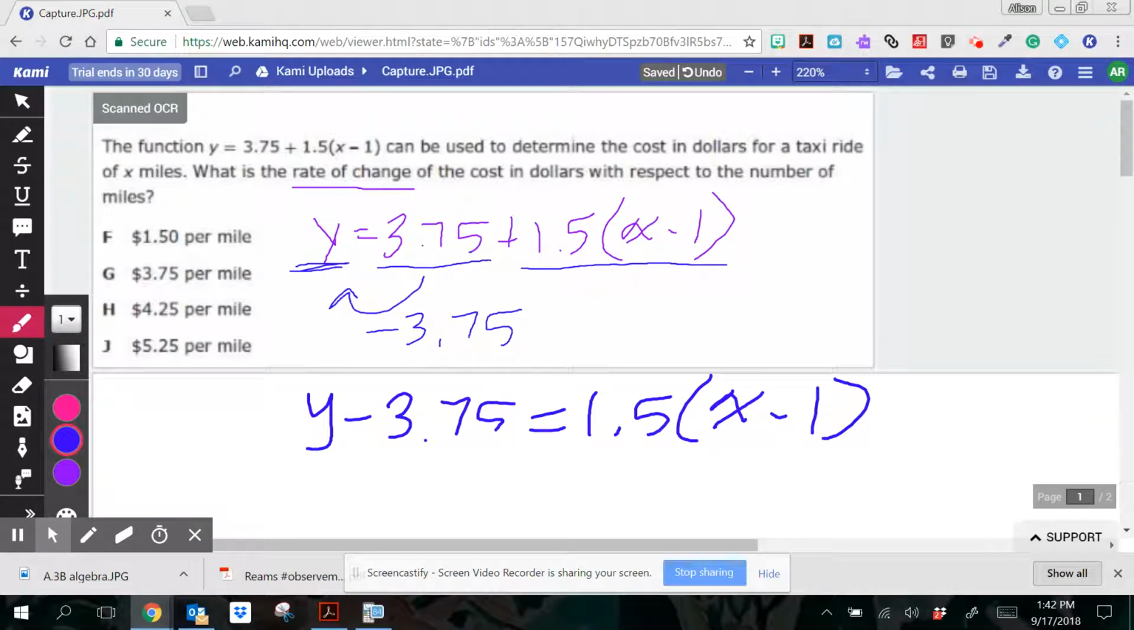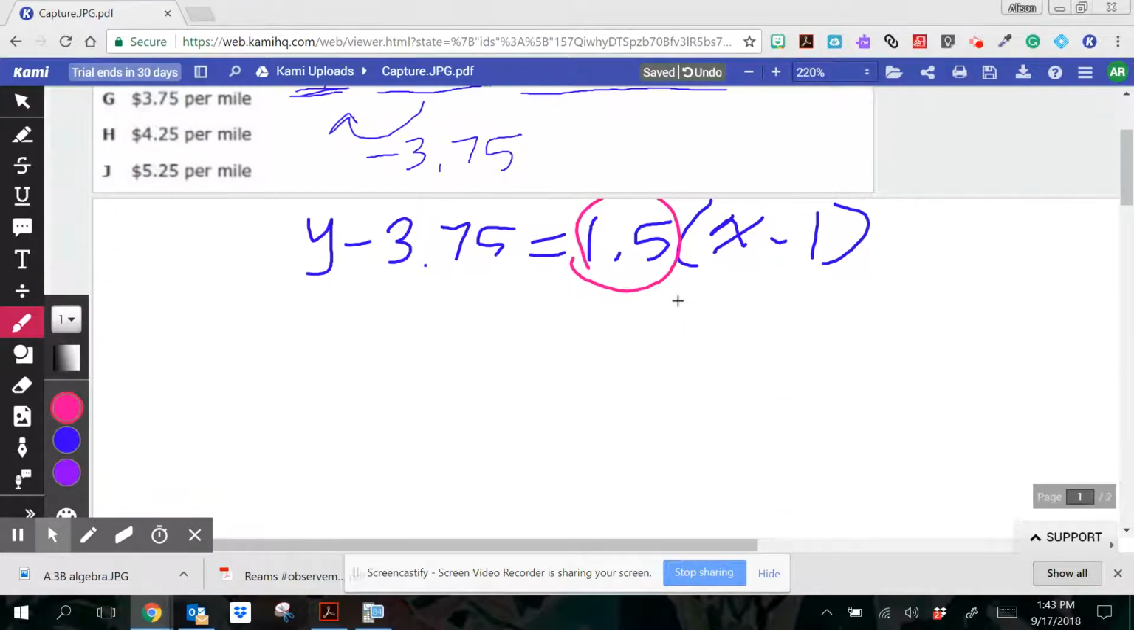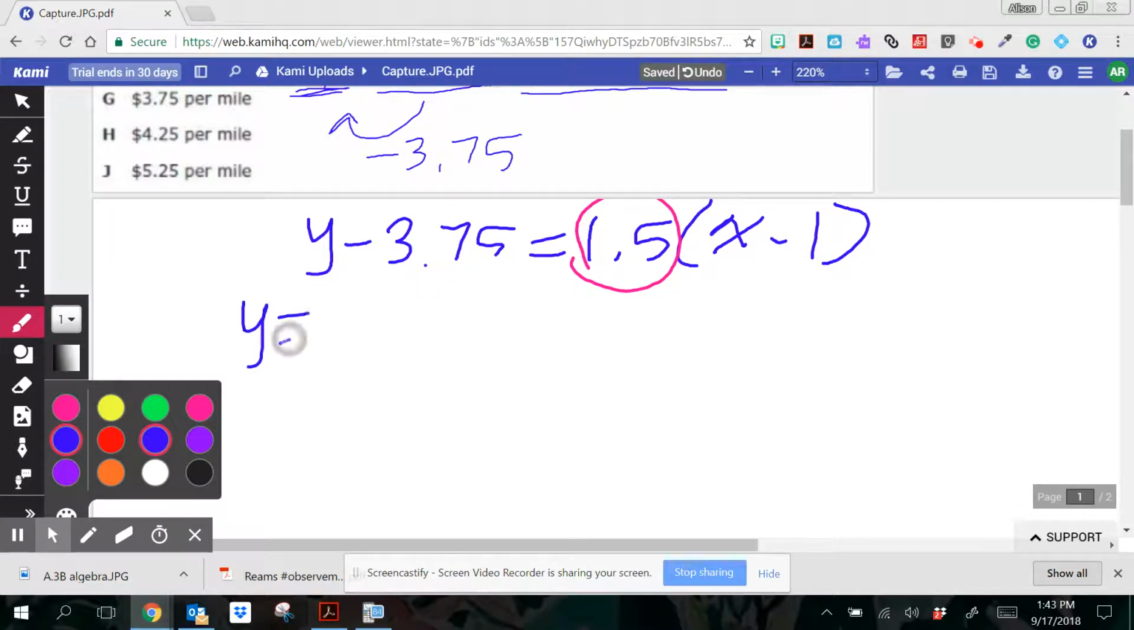And if I'm looking at point-slope form, where is my m? Where is my rate of change? It's this 1.5. Now if you don't like point-slope form, we could turn it into slope-intercept form. Sorry, I keep getting them mixed up. So that it looks like y equals mx plus b.